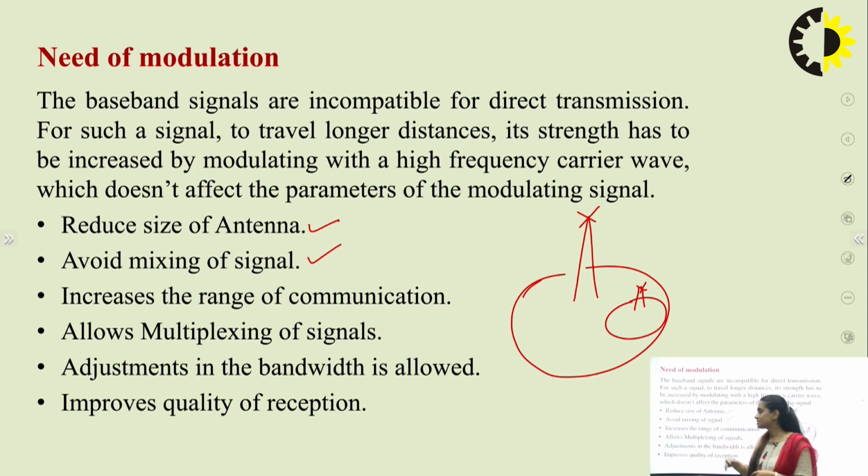In order to avoid mixing of signals, as we know that modulation is actually frequency shifting. So when we shift a signal to another frequency level, then we are actually helping our signal not to get mixed. In increasing the range of communication, that is for long distance communication, it allows multiplexing of signal, increasing the carrying capacity of the channel. Adjustment in the bandwidth is allowed. Yes, with frequency shifting, it is possible. It improves the quality of reception. Yes, there are lesser power losses and other factors associated.